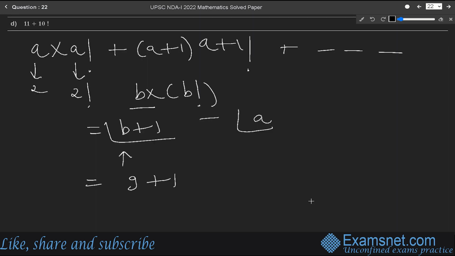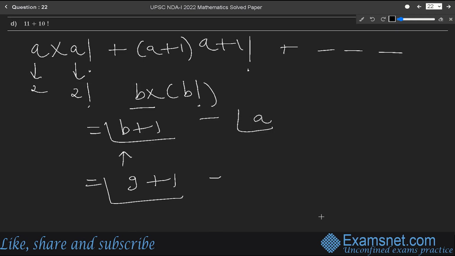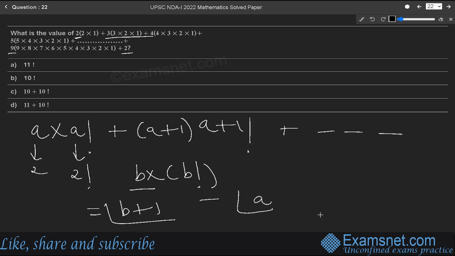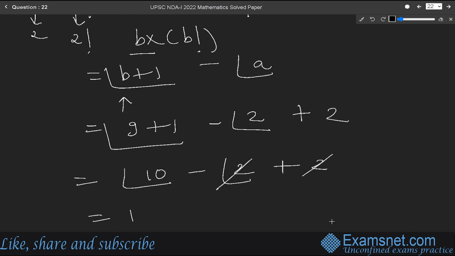So factorial of 9 plus 1 minus the value of a. A means the starting term. The starting term in the question is 2. Therefore minus factorial 2. And you can see in the question plus 2 is also there at the last. So writing here plus 2. So 10 factorial minus 2 factorial plus 2. Now minus 2 factorial and plus 2 cancel because 2 factorial is also equal to 2 into 1. So the answer is 10 factorial.